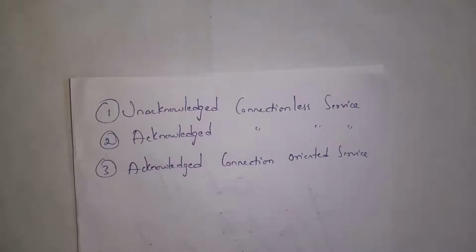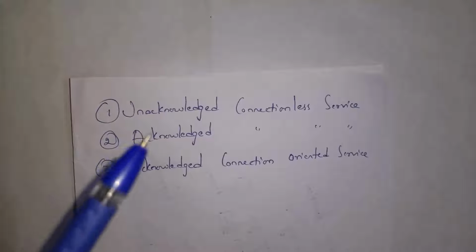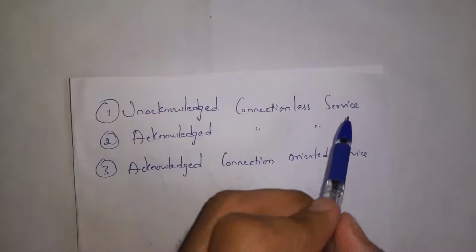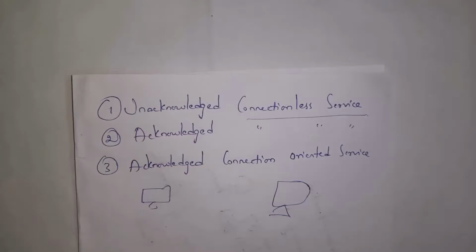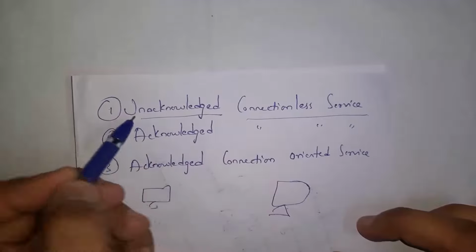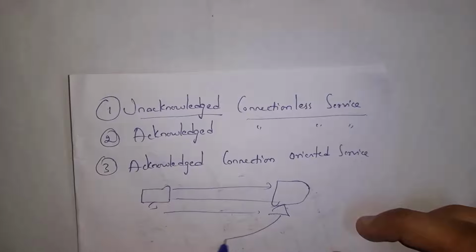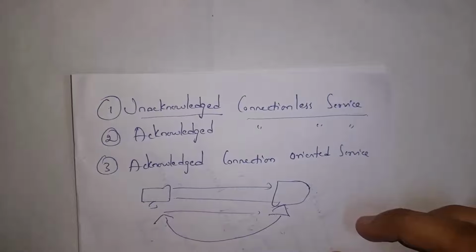The data link layer will provide 3 types of services. The first one is unacknowledged connectionless service. Guys, the name itself says connectionless service. For example, there are 2 devices which are connected without cables. For example, they both connect by using Bluetooth. Unacknowledged means the sender will continuously send data whereas the receiver will not give any acknowledgement. That is, the receiver will not give a reply whether the data is received successfully or not.